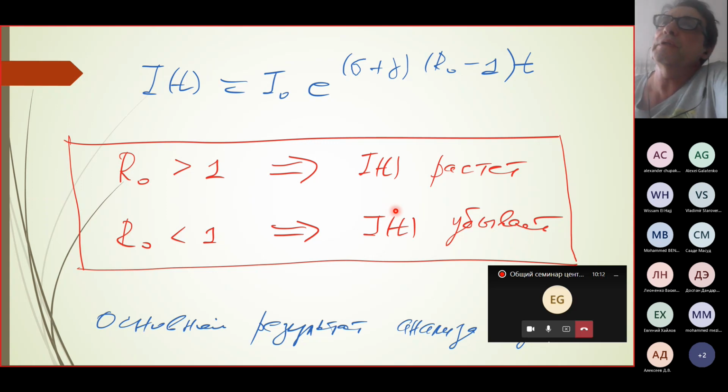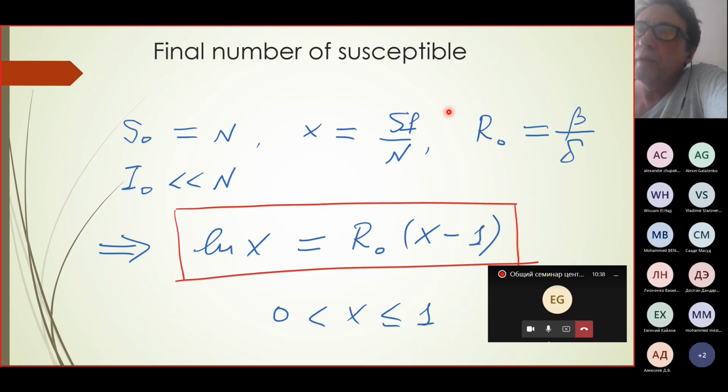So this is the main property of this model, and of course it's very famous, very well known. For example, all these last 3 years we listened to information about this basic reproduction number, whether it is larger than 1 or less than 1, and of course all that was largely discussed also in the scientific literature.